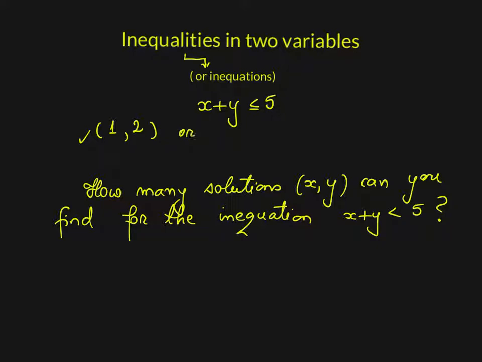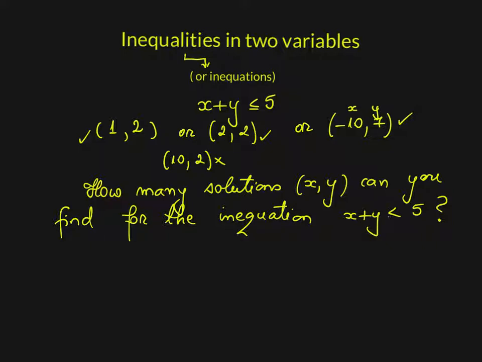Or we can find, for example, 2 and 2. 2 plus 2 is less or equal than 5. Or we can find minus 10 and 7. Minus 10, which is x, plus 7, which is y, is smaller or equal than 5. So this one is a good solution as well. There are some which will not be solutions, like for example, x equals 10, y equals 2. This is not a solution because x plus y is not smaller or equal than 5.